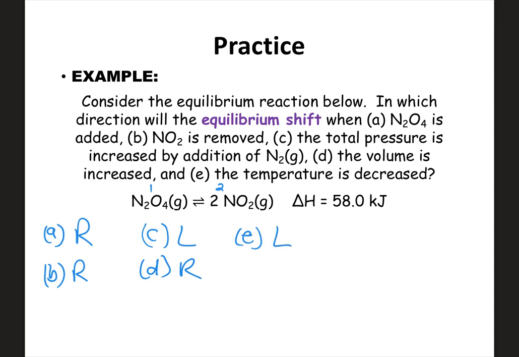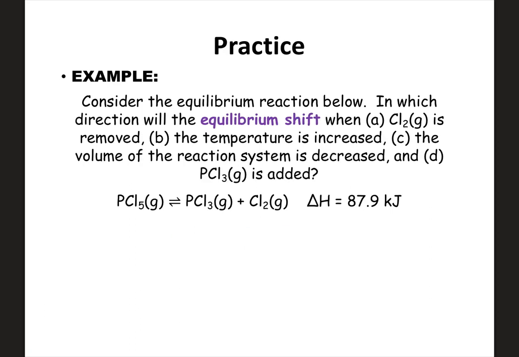Very important that you can use the delta H information to figure out which way the reaction will shift if you change the temperature. We have another example here. Again, we're given an equilibrium reaction, and we want to know which way the equilibrium will shift when we apply these different stressors. I would pause the video right now, try this on your own, and when you rejoin, I'll have all the answers there, and you can see how you did.